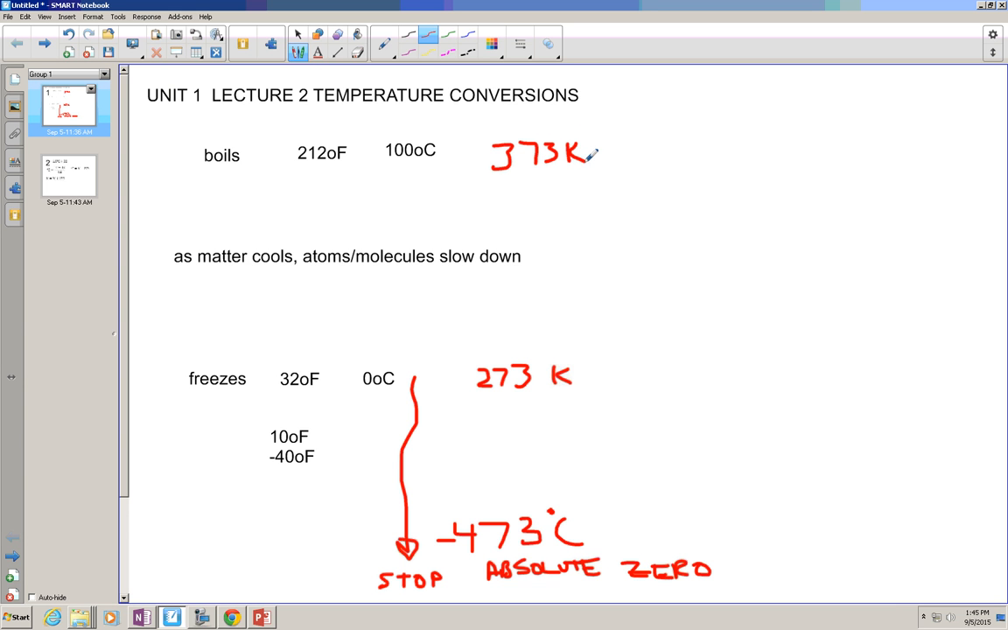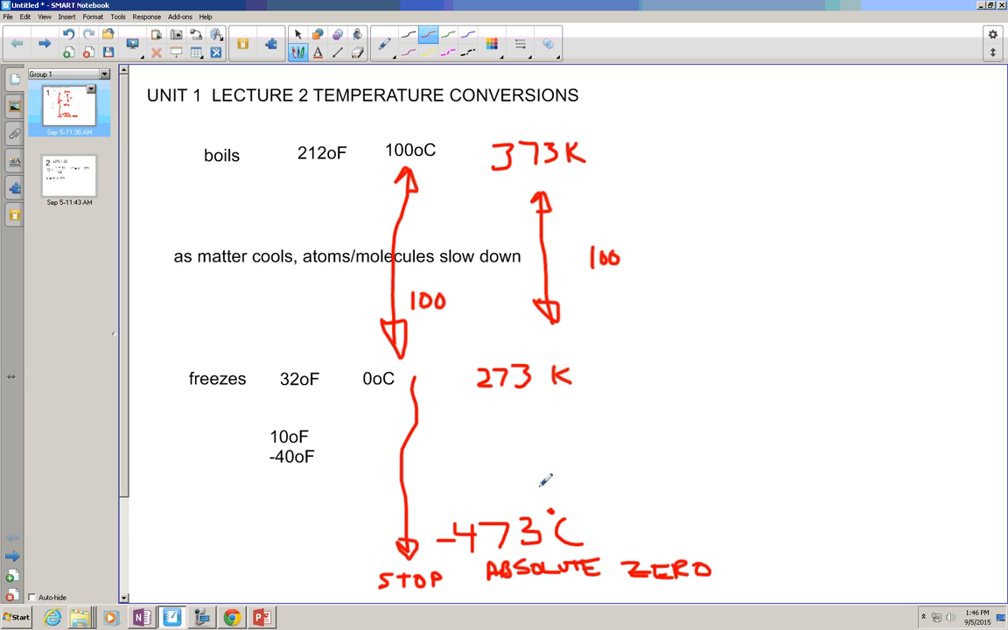If you notice, what's the difference between here and here? The difference is 100 Kelvin. What's the difference between the Celsius scale from here and here? It's 100. So that should help you in going back and forth. You also notice that if I want to convert from Celsius to Kelvin, I just add 273. And that's where we're going to go next. We're going to do some temperature conversions.